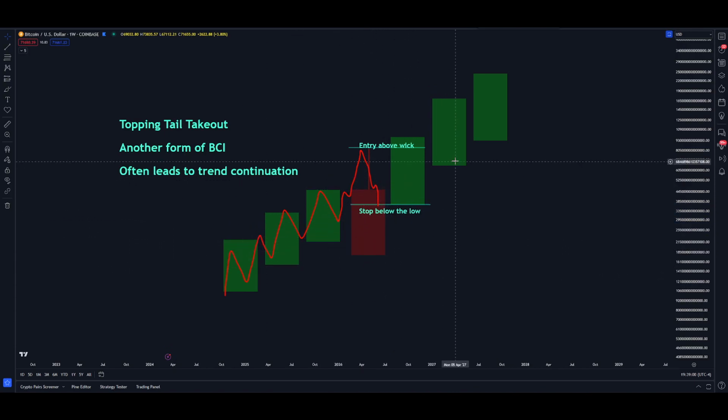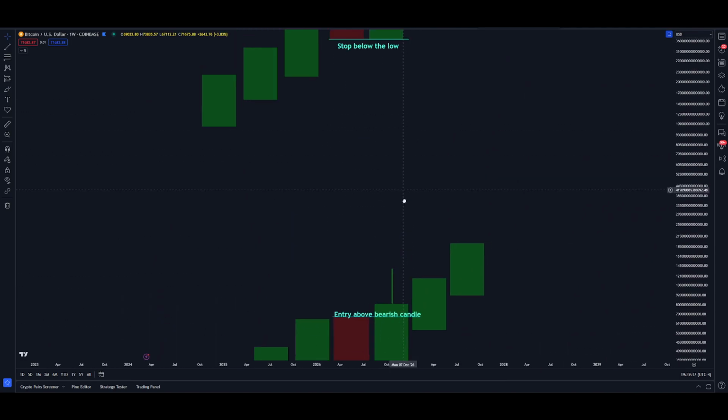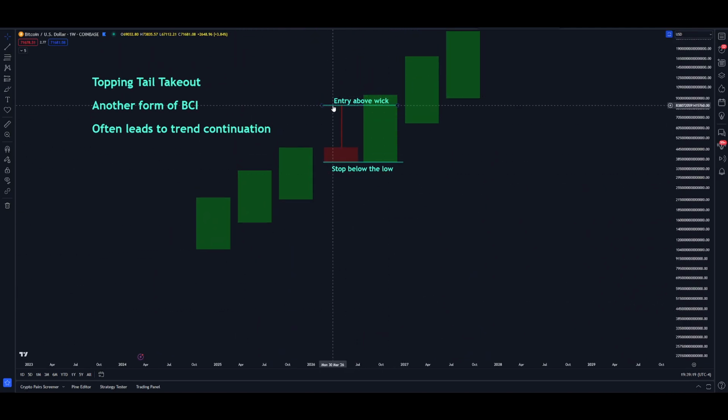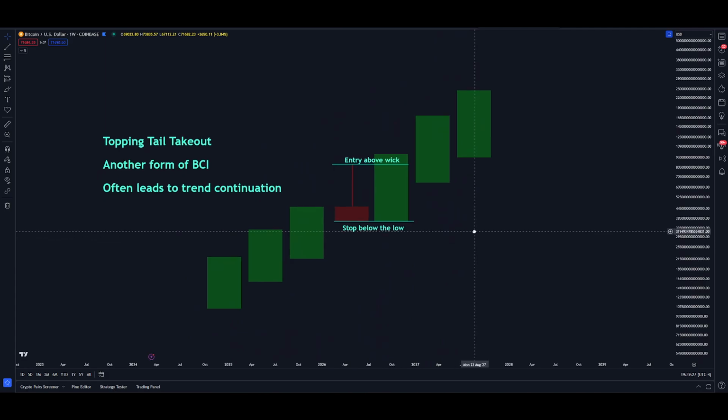Either way, if you get a candle like this after that closes above the wick, that's called a topping tail takeout and is a very strong buy setup or a chance to add to your position. And then just like the BCI before, your entry is above the high or the wick, and your stop goes below the low or below the wick if there is a wick on this reversal candle.